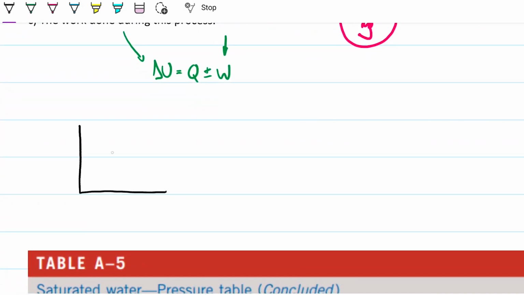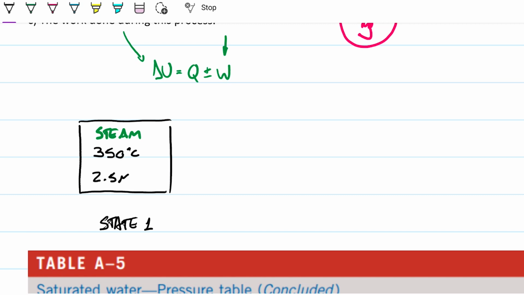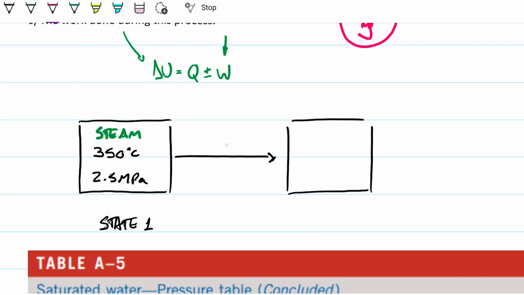We have our first state here, state 1. State 1 has water inside, steam specifically, and we know it is at 350 degrees Celsius, and we also know it's at 2.5 megapascals. And then as we go from state 1 into state 2, we know that we are removing energy in the form of heat. So heat is leaving my system. Then in the second state, we know we have 350 because this is isothermal, and we also know the quality is 90%.